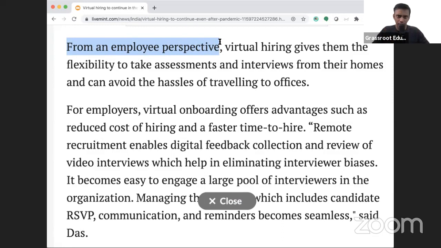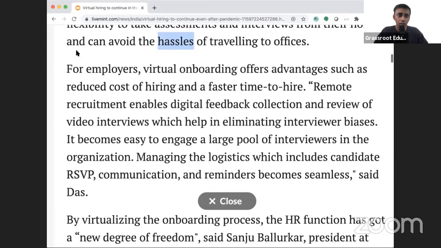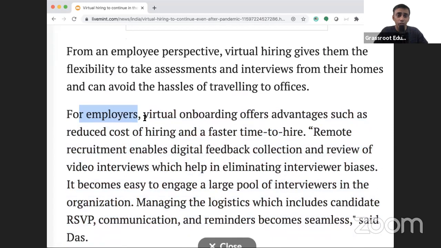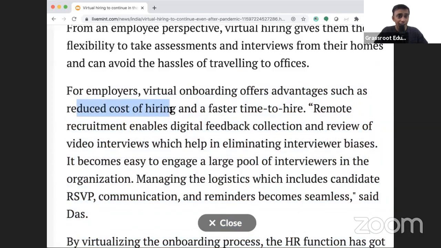From an employee perspective, what's the advantage? Virtual hiring gives them the flexibility to take assessments and interviews from their homes and can avoid the hassles of traveling to offices. What do you mean by hassles? Nice word, hassles of traveling to offices. That is the advantage for employees. What is the advantage to companies? For employers, virtual onboarding offers advantages such as reduced cost of hiring and a faster time to hire. It's faster and it's less expensive.